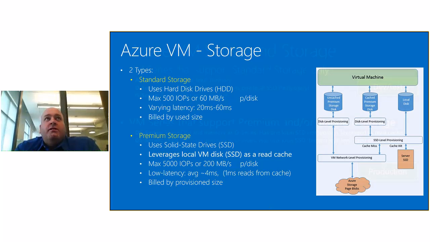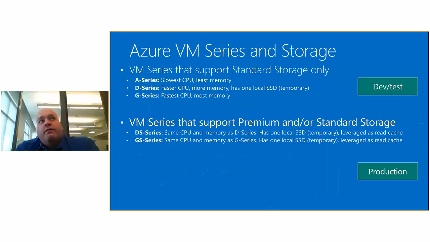A little bit about the Azure VM series and storage. So we have 3 different series of servers. We got the A, D, and the G. And you can see from a dev test perspective, those particular servers are only supported using standard storage only. So a little bit slower CPU, a little bit more memory. Memory varies across the board. From a production point of view, we have DS and GS series servers available to you, both able to use premium or standard storage, and they both leverage the read cache.